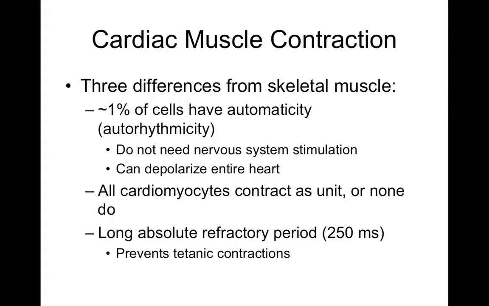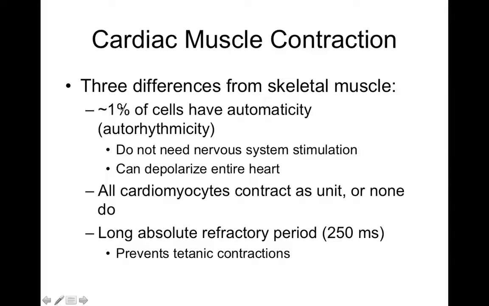Earlier we talked about how the SA node generates action potentials at 100 times per minute. Well, that's autorhythmic. So at a rhythm of 100 times per minute, you're generating action potentials, right? And then there's other parts that can generate them at 60, 40, 20, and we'll go over those, okay? Now, they don't need the nervous system to be stimulated, and they can depolarize the entire heart. So when we talk about these pacemakers, like the SA node or the AV node, once they generate action potentials, those action potentials spread across the heart, and it depolarizes, or basically initiates action potentials in all of the heart areas, okay? Not at the same time, but in a specific order, and that's dependent on a conducting system, which we'll come back to, okay?